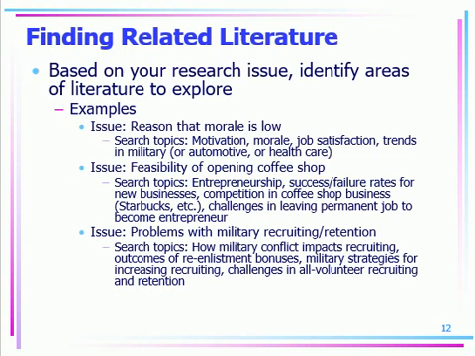So the first thing you need to do is take your primary question or primary research issue in Chapter 1 and the sub-questions and just examine it for a bit. Then you need to figure out, based on looking at that, what kind of studies you are likely to find. I have examples on this page. If the issue is the reason morale is low, I'm going to be looking at subjects like motivation, morale, job satisfaction, trends in the military, if it's the military, or automotive or healthcare. So I always try to find something industry specific if I can do so.